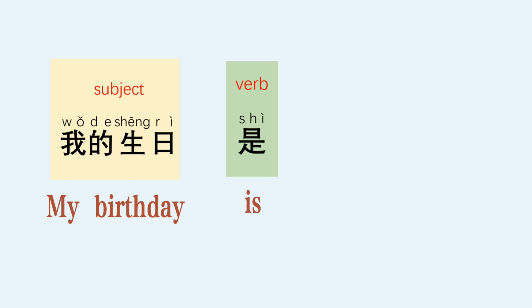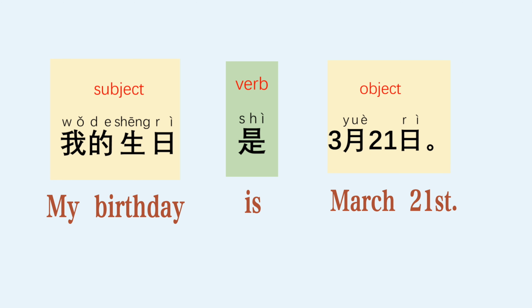For me, it's 21st of March. So I can say 我的生日是 March 3月 21st, 21日. Put together: 我的生日是3月21日. In that case, if I want to ask how about you?